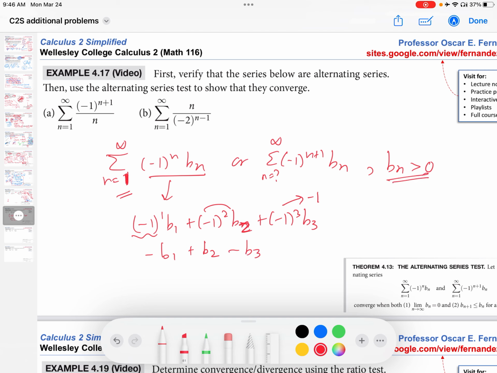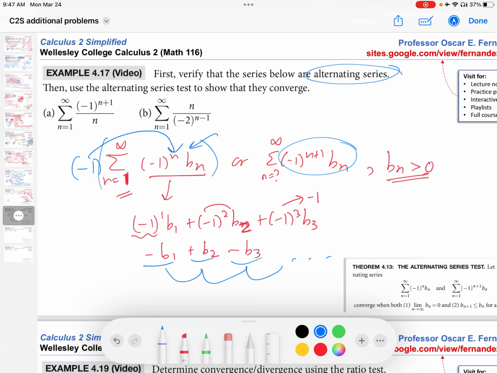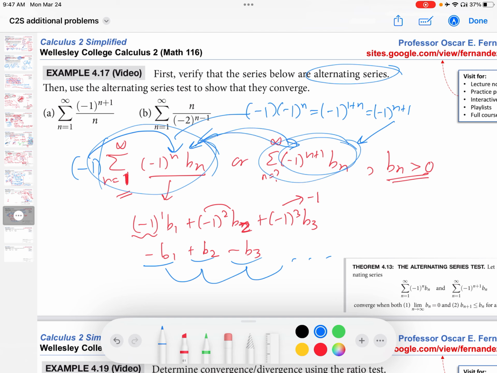Because we're requiring that b sub n all be positive, you can see that this term is negative, this term is positive, this term is negative. They alternate signs as you keep going. Hence, they are alternating series. This one on the right is exactly the same as this one, except if I were to multiply this series by negative 1, then the negative 1 here would give me negative 1 times minus 1 to the n. Same base, I add the exponents, and there we go. Minus 1 to the n plus 1, I get that series. So if this is an alternating series, so will this be, and vice versa, right?